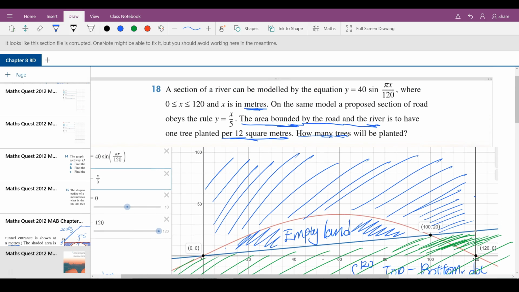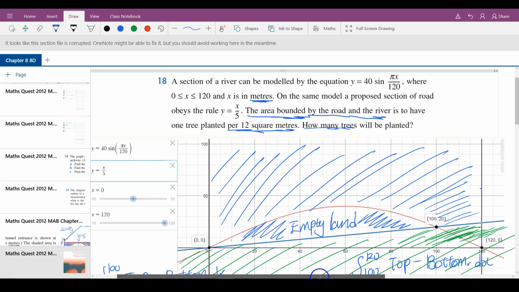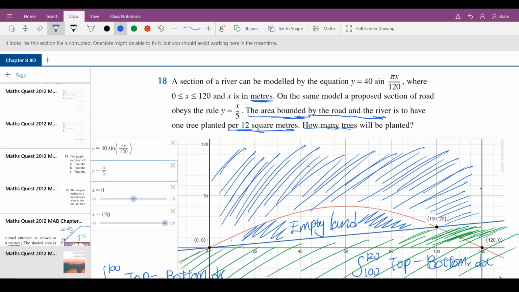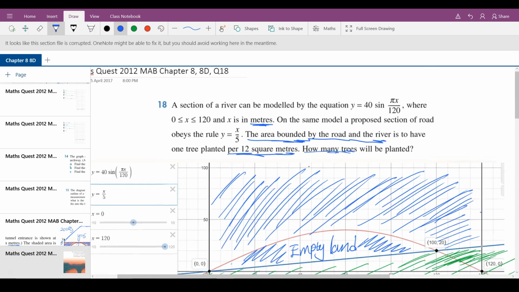So look, I don't think they will give you something like this because it's very vague. It says the area bounded by the road and the river is to have one tree planted. And unless you draw it out, you have to understand that a section of the river, meaning the actual water, is on the outside of the sine curve. It takes a while to sink in, all right? But that's it. That's question 18.